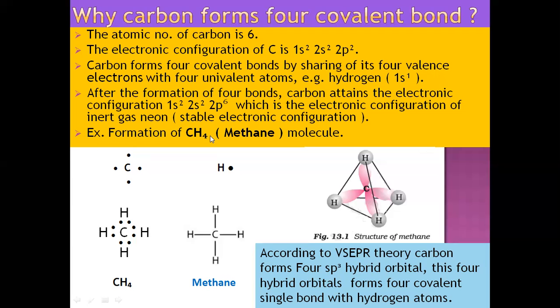Example, formation of the CH4 molecule, that is the methane molecule. Carbon contains 4 valence electrons in its last shell. Hydrogen contains 1 electron. 1 electron of carbon and 1 electron of hydrogen, by sharing, form 1 bond, 1 covalent bond.